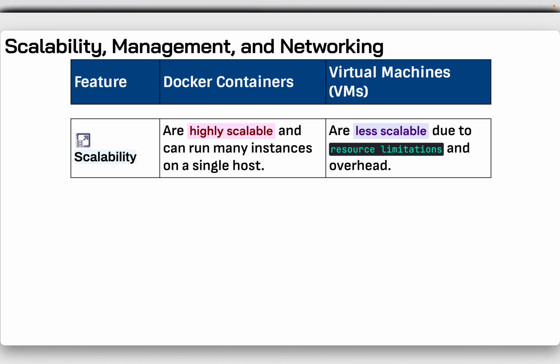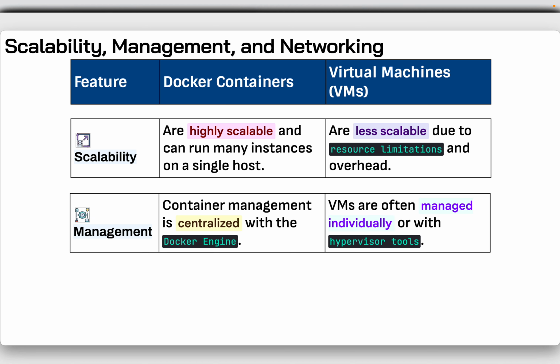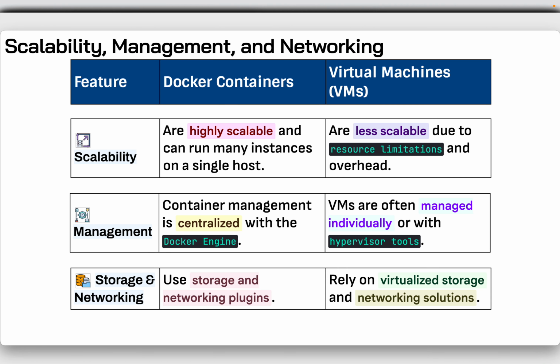Docker containers are highly scalable and can run many instances on a single host, while VMs are less scalable due to resource limitations and overhead. Container management is centralized with the Docker engine, while VMs are often managed individually or with hypervisor tools. Docker containers use storage and networking plugins, while VMs rely on virtualized storage and networking solutions.